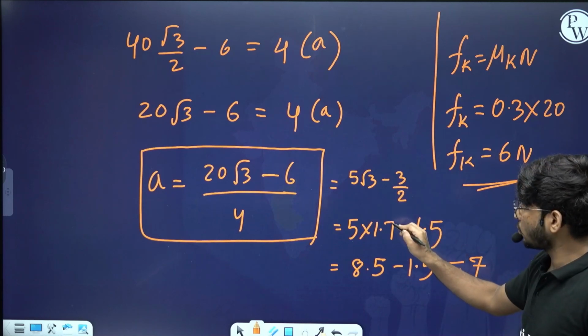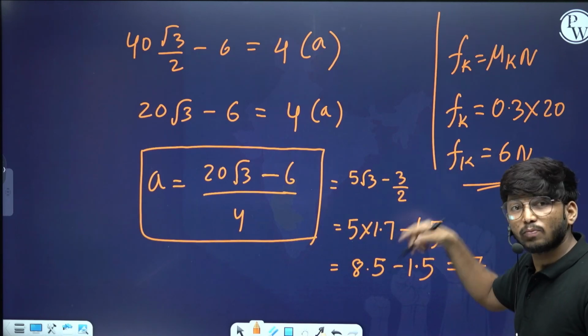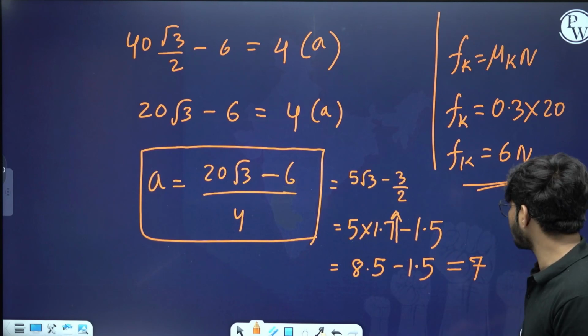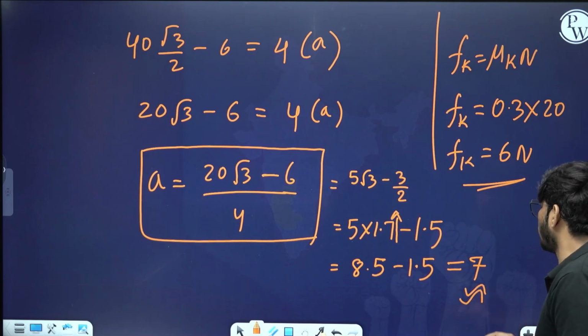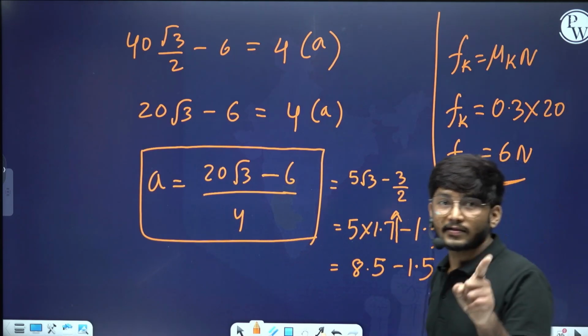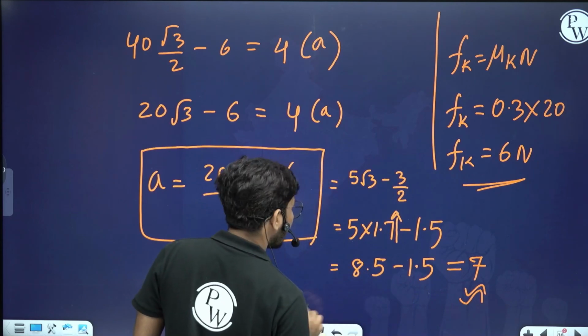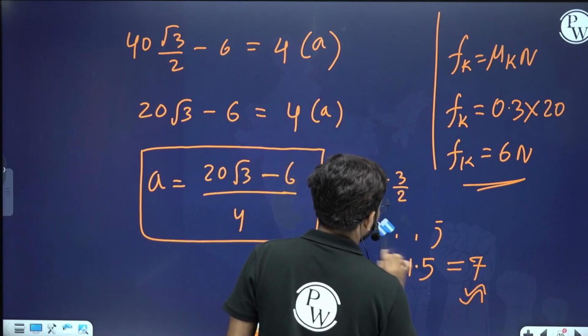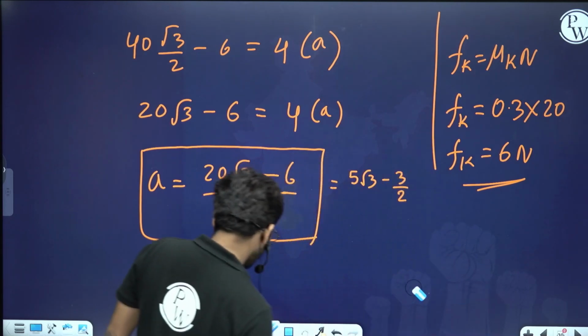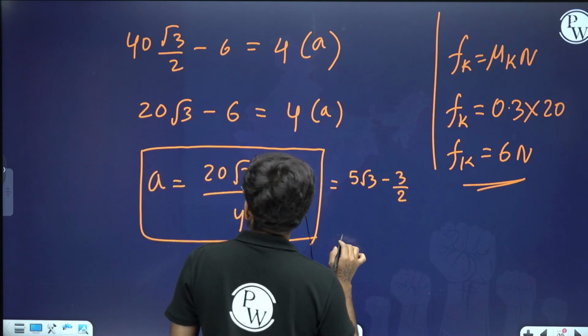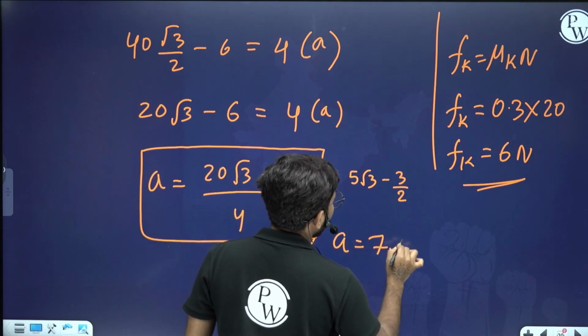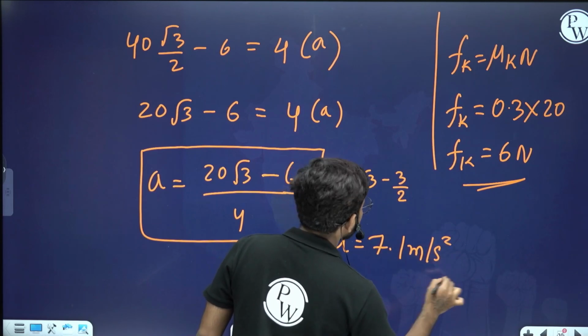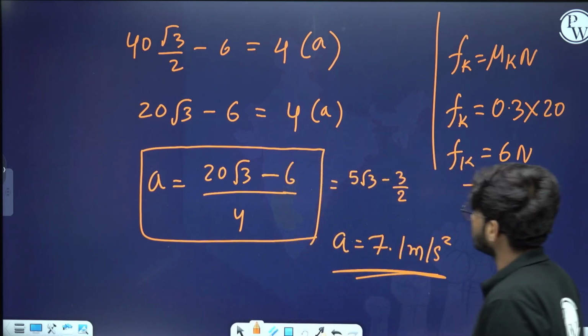But this root 3 is more than 1.7, so the answer should be close to 7 and more than 7. By that logic you can tick the answer, but you can directly write that the acceleration is going to be 7.1 meter per second square.